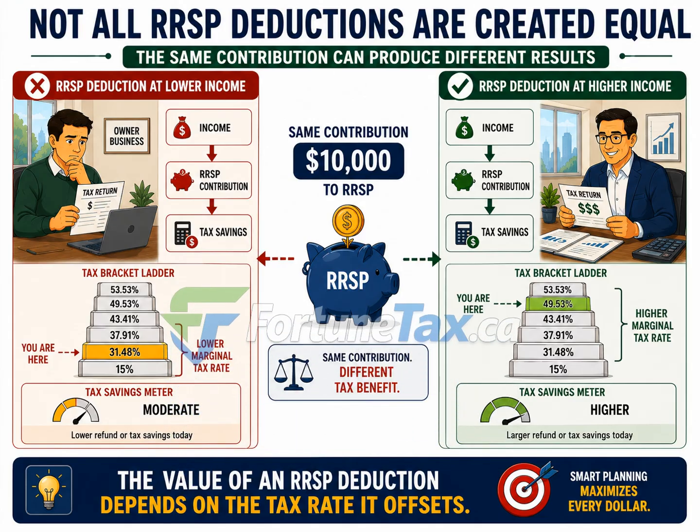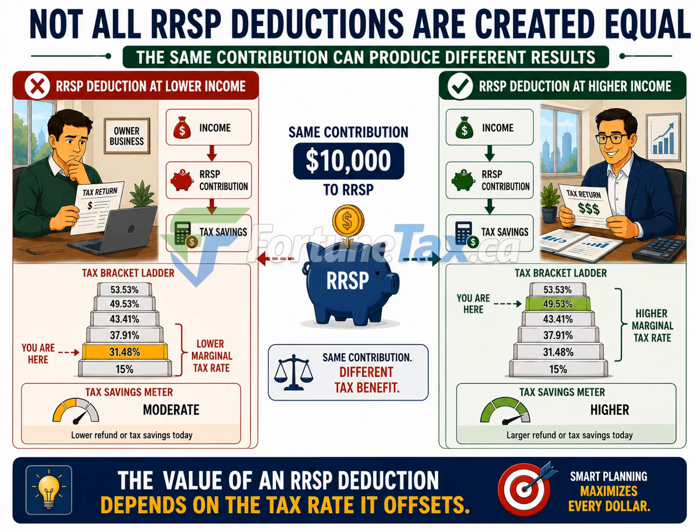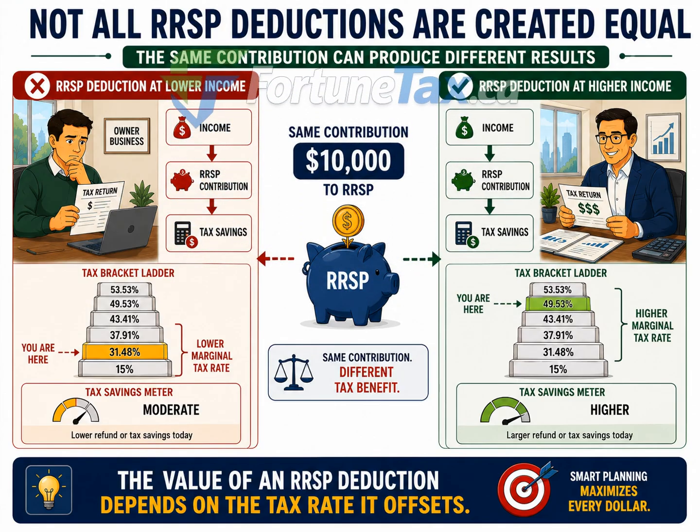As income rises into higher tax brackets, each dollar of deduction may become more valuable because it is reducing income taxed at a higher marginal rate. That is why timing and planning matter. The goal is not simply to accumulate RRSP deductions. The goal is to use those deductions where they create the greatest benefit.